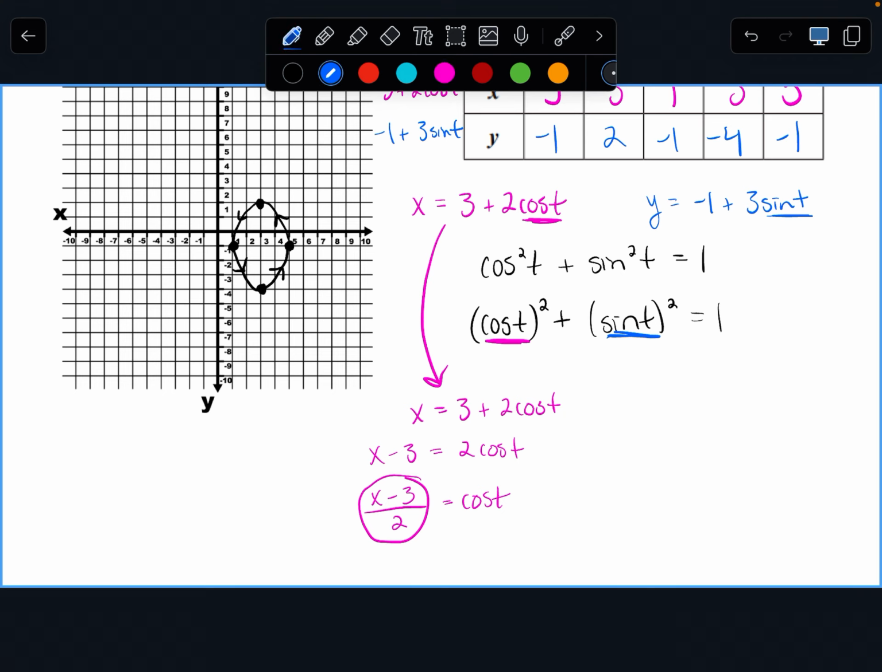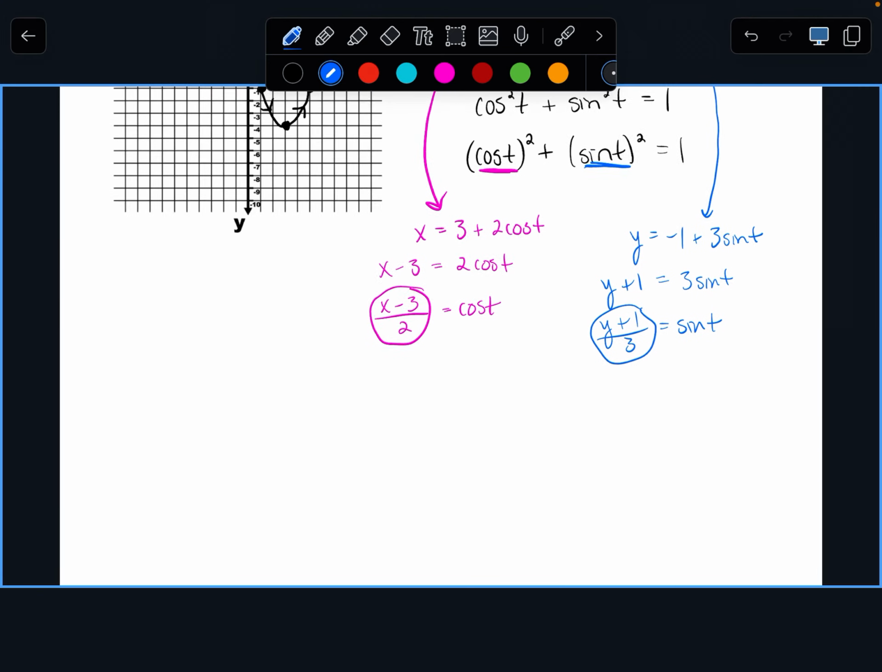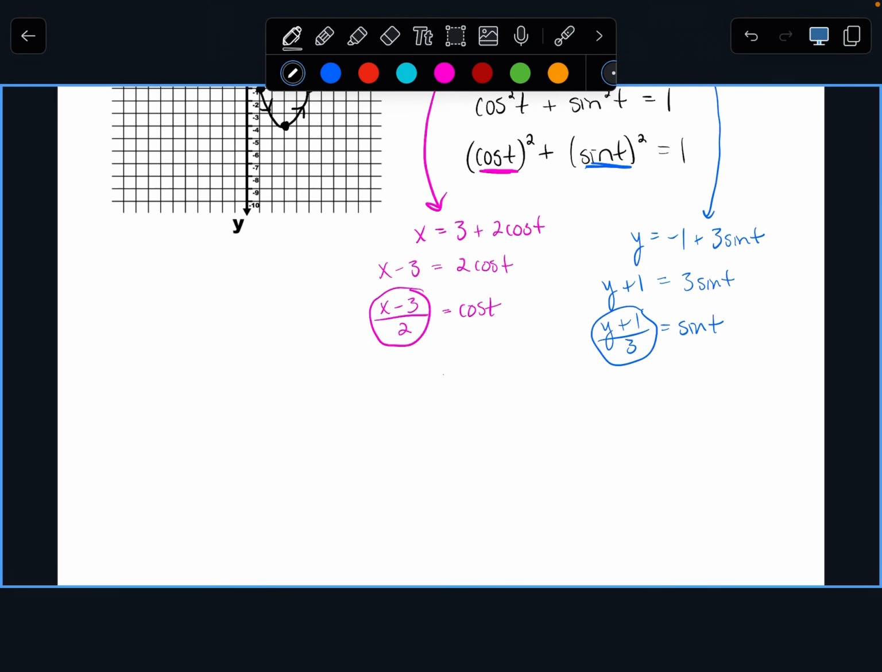Okay? And then this guy, if I finagle around with that one, you get y plus 1 equals 3 sine t. And you get y plus 1 all over 3 equals sine t. And I can throw this whole junk in there. Okay, so when I do that, this is technically Cartesian because it's got x's and y's. I eliminated them.